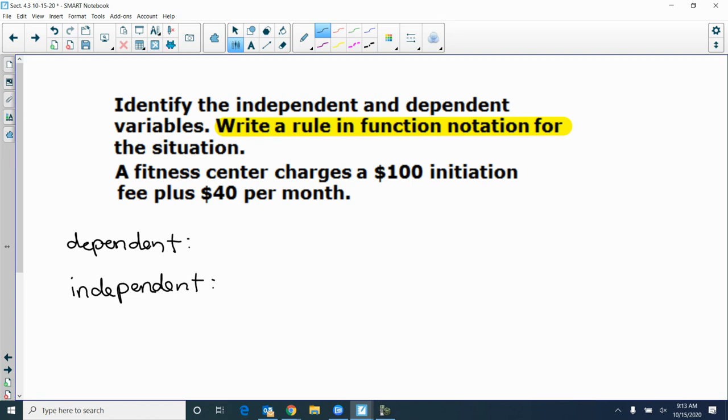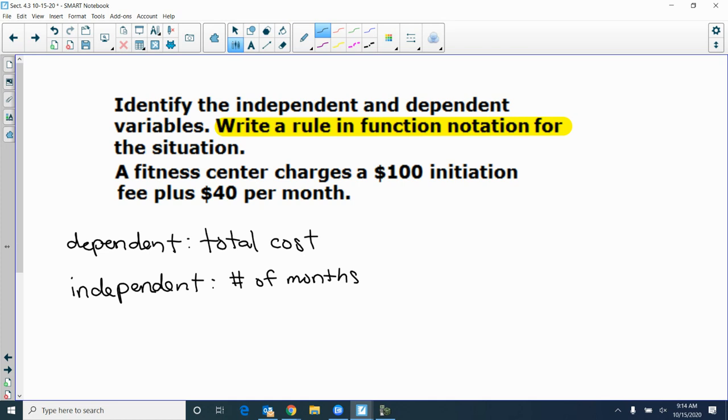The independent is the amount per month? Not the amount per month. Joe? The number of months. So it's whether it's 2 months or 4 months or 6 months. So the independent is the number of months. The dependent is going to be the total cost. You have to watch out, don't put in the numbers there.